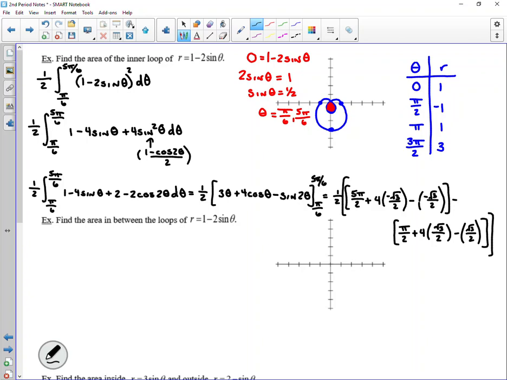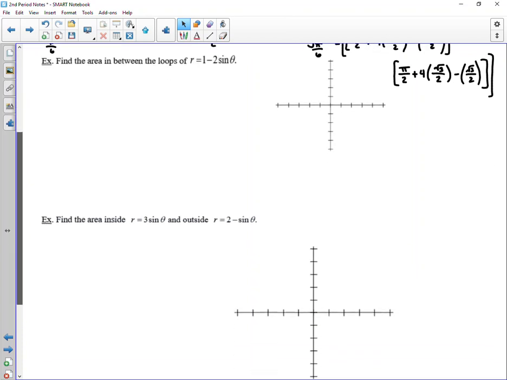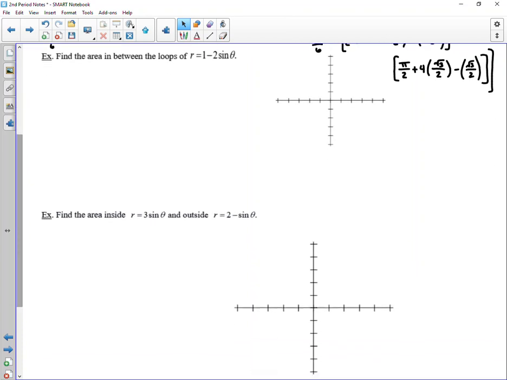5 pi over 2 minus pi over 2 is 4 pi over 2. Should we simplify this? Can we just leave it like that? We got time. We can leave it, or simplify it. You simplify it. I did. You're right. I didn't realize we didn't have to.